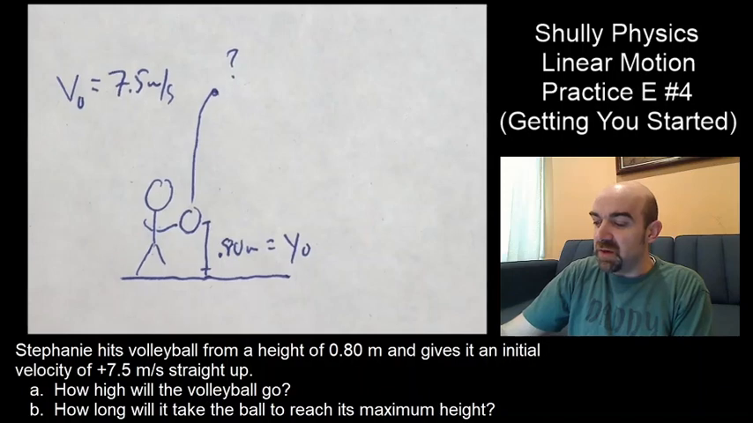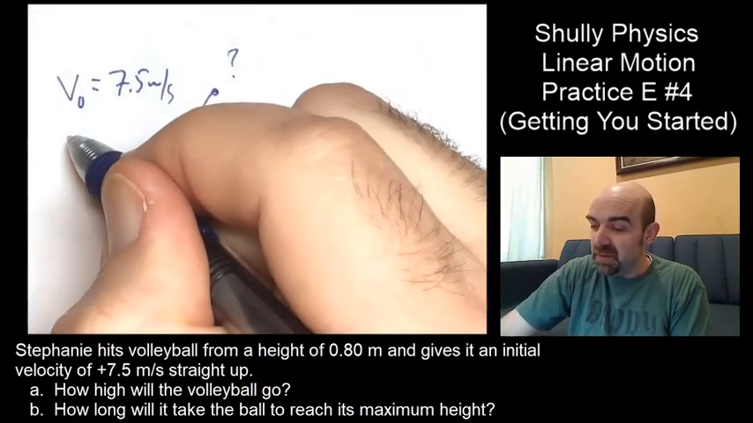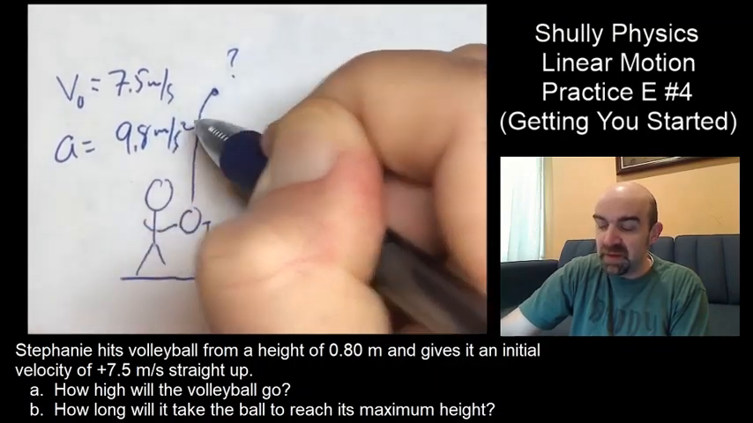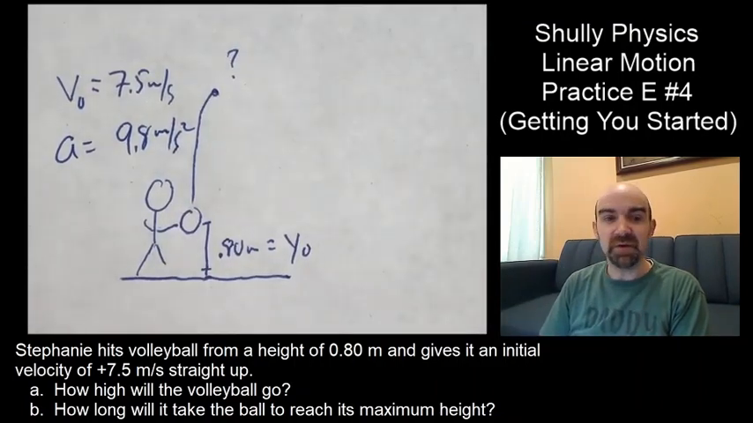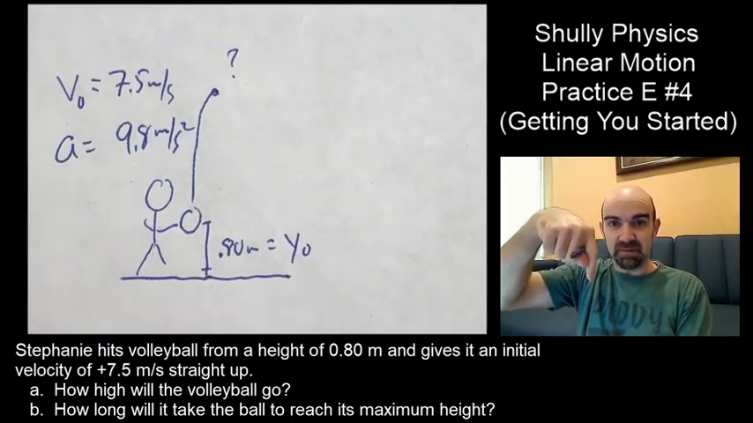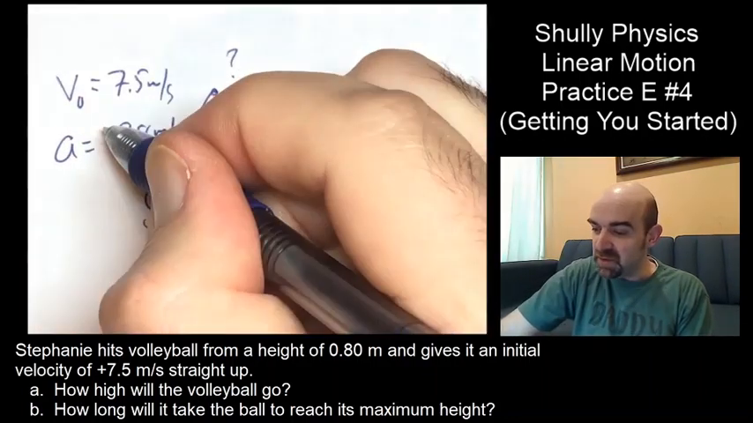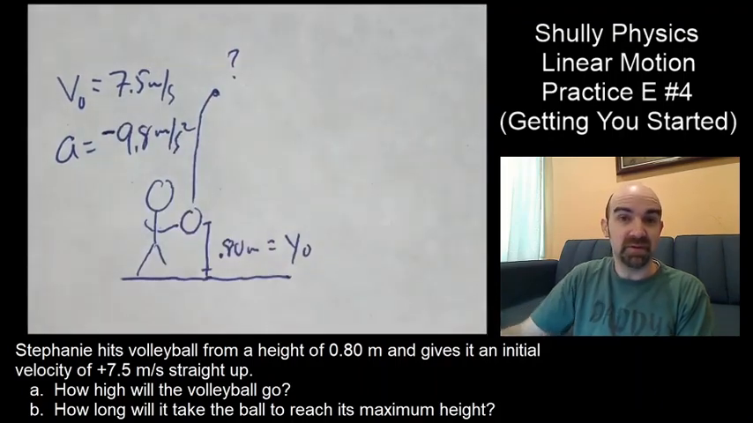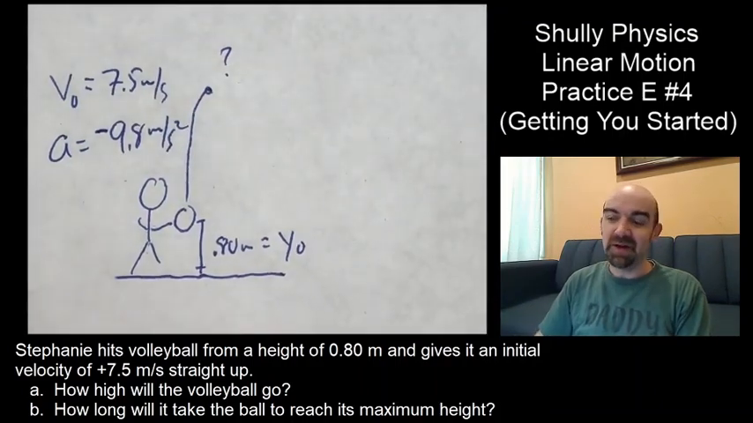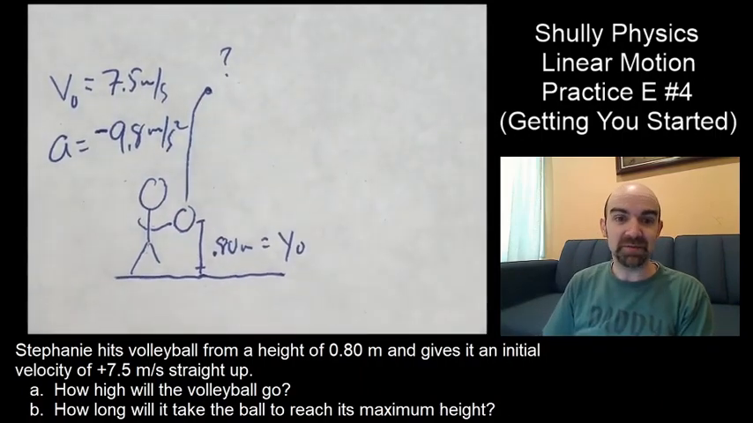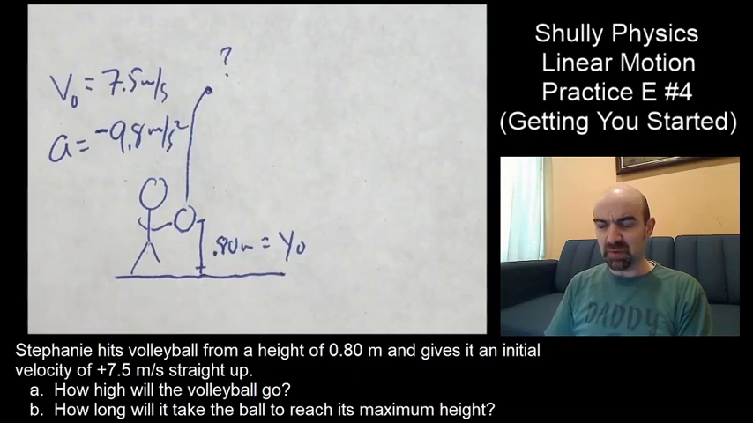So what else do we know? What else is implied here? Of course, acceleration due to gravity is 9.8 meters per second squared. But let's consider, should that be positive or negative? If she's hitting it upwards and gravity's working down, then we should make gravity's acceleration the opposite direction of the starting velocity. So now it's going to decrease its speed. Its change in velocity will be negative. All right, so that's important to know.